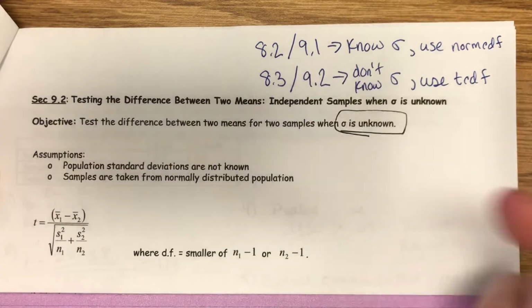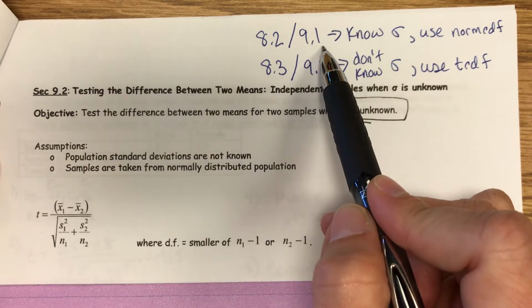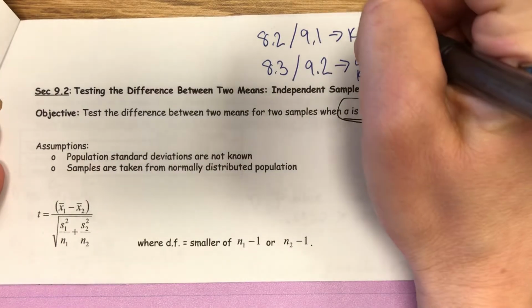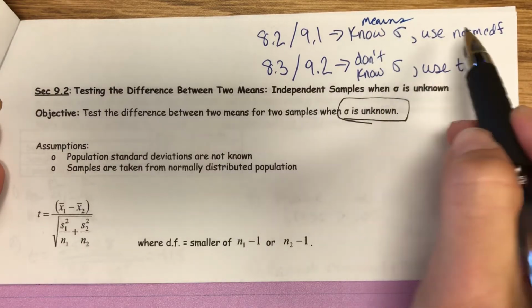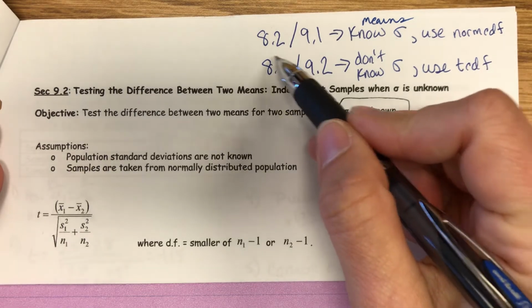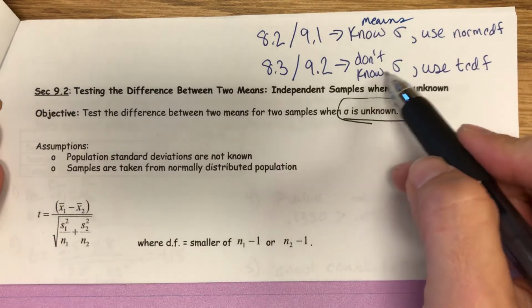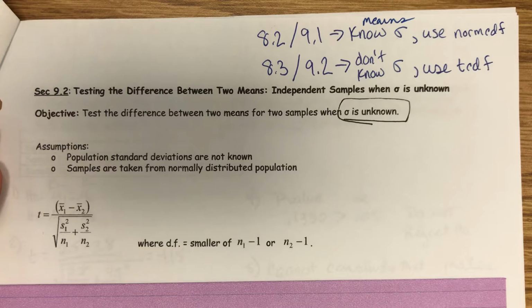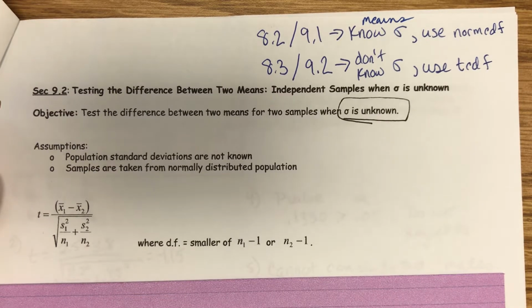I put a couple notes up top. Section 8.2 buddied up with section 9.1. Those are the two examples where we're working on averages or means, and we do know sigma. So we use norm CDF for our p-values. Same exact concept: last chapter's section 8.3 pairs up with this chapter's section 9.2. We don't know sigma, which means we need to use TCDF. Otherwise, it is the same process that we just practiced in section 9.1.